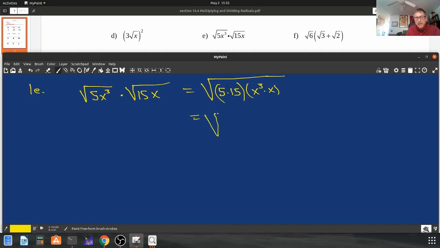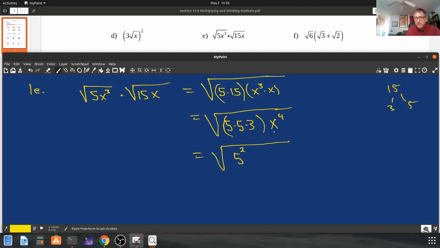What I'm going to do here to make things easier is break 15 down into its prime factorization. Instead of saying 15 is equal to 3 times 5, I'm just going to break it down. And here x cubed times x is x to the 4th. So this is the same thing as 5 times 5, which is 5 squared.